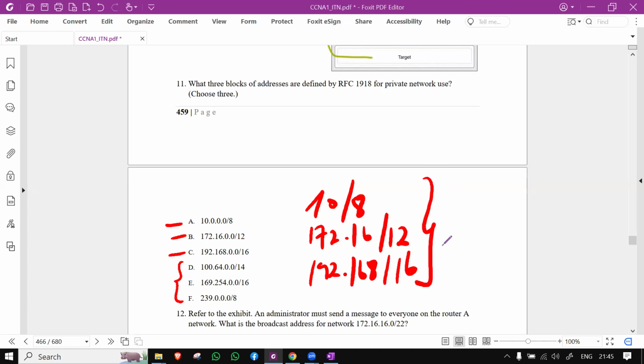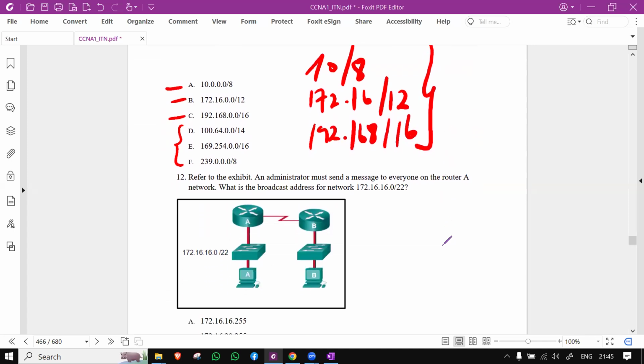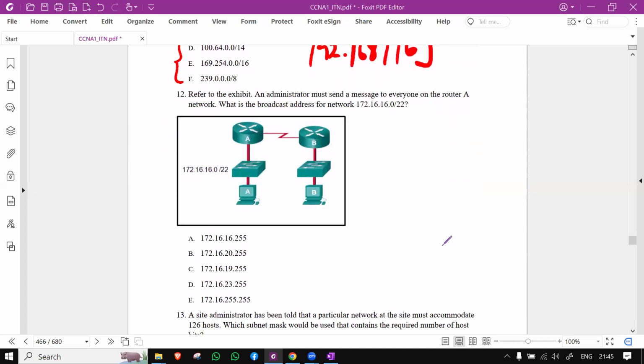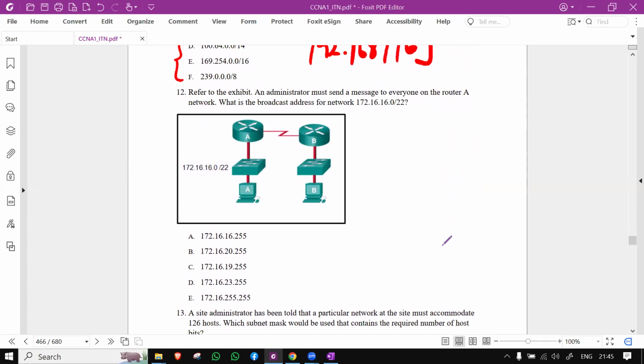Let's go. An administrator must send a message to everyone on the router. What is the broadcast address for the network? Everyone on the router. The network here is /22. Can I use /22? You cannot use the table. You need to understand how to manipulate IP addresses to work out the broadcast address. With less than 1 minute left, I think let me stop here and I continue with video number 2.